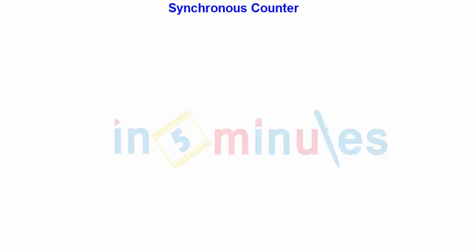In this presentation we are going to see the synchronous counter. In the earlier session we have already seen the asynchronous serial or ripple counter. In this session we are going to see the synchronous counter. So before starting, let us say that we are going to design a mod 6 counter.